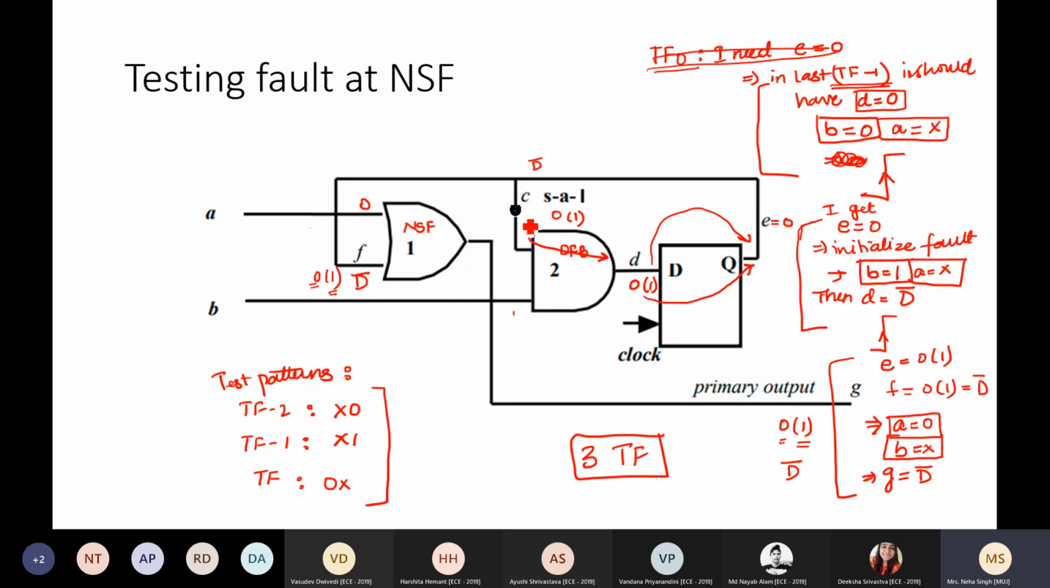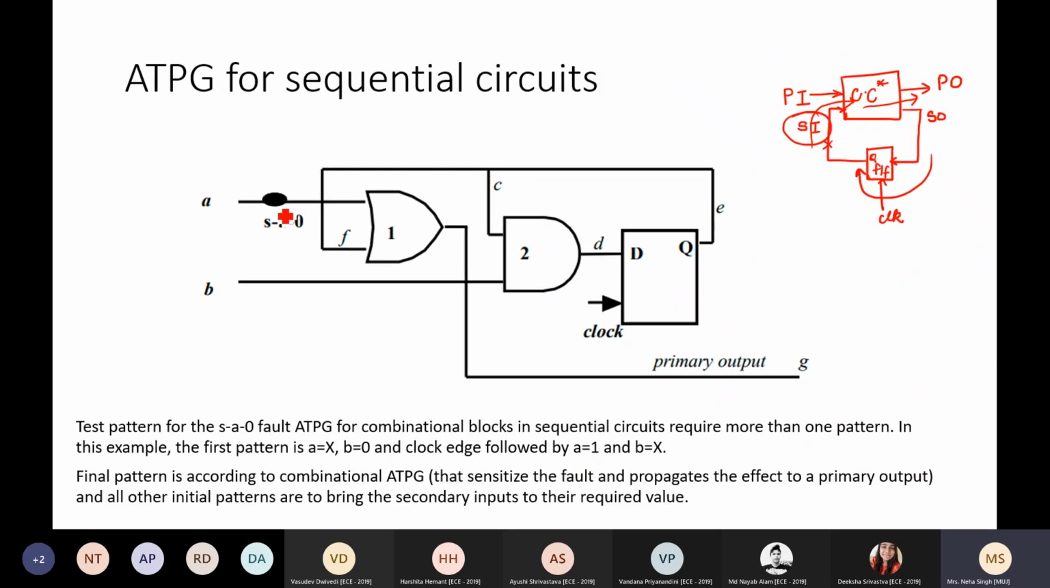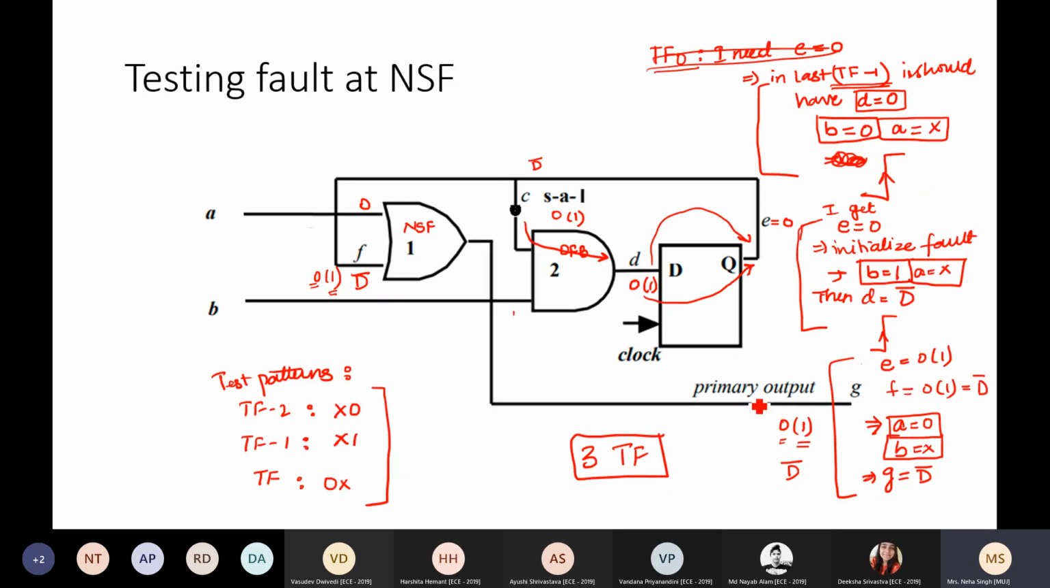fault, which was not a case in combinational circuit, which was not in the case in the previous class where I had this stuck at 0 fault, because this stuck at 0 can directly be seen at primary output in TF0, provided I get the fault effect on F. Right, so I used only TF minus 1 and TF0 and I observed my fault at output. Fine. So the conditions become very difficult when the fault is seen at the output of a flip-flop.